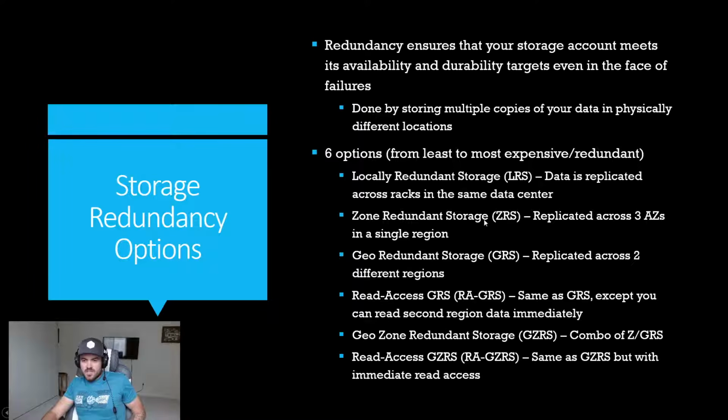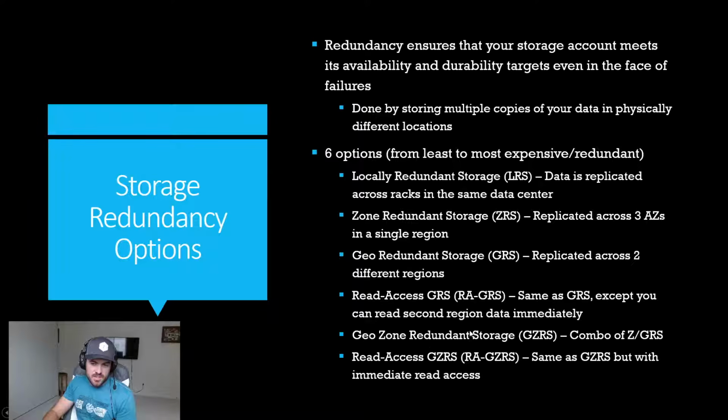Zone redundant storage, so it's going to be replicated across 3 availability zones in a single region. Geo redundant storage is where your data is replicated across 2 different regions. Read access geo redundant storage, RA-GRS, is the same as that, except you can, of course, read the second region's data immediately instead of there being sort of a delay.